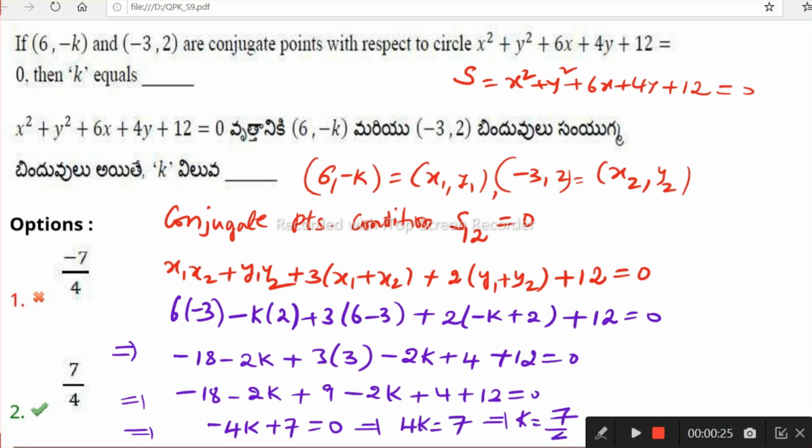You want the k only. K is equal to 7 by 4. Which option? Given that, clearly the second option.